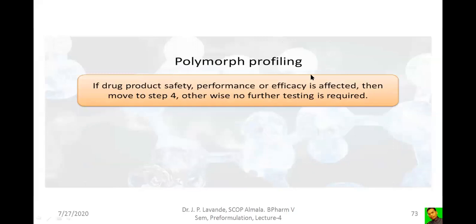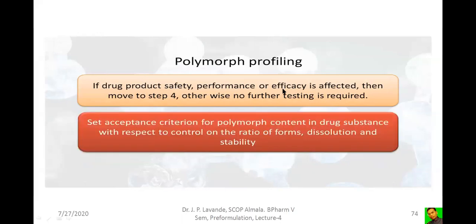So what is the next step? It is whether the drug product safety, performance, and efficacy are affected. If the drug affects safety, performance, and efficacy, then move to step 4. Otherwise, no further testing is required. One can stop here. But if there are changes in these three parameters, safety, performance, and efficacy, then there is a need to go for step 4.